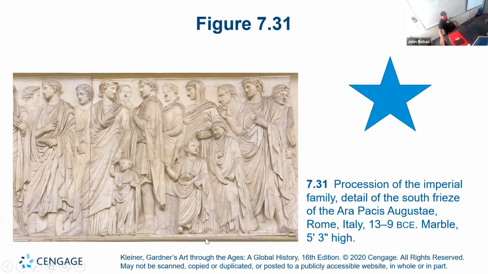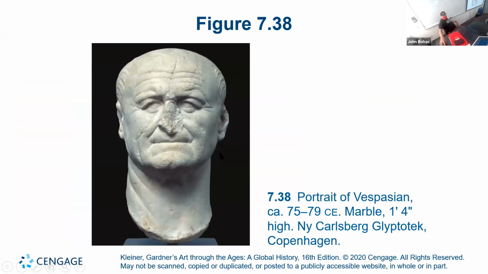And the other part of this I want to point out is that this whole idea of size as indicating importance, that's not happening here. This is all to scale. The kids are to scale, the men, the women in the procession. There's not like a central figure that dominates. Naturalism. And so Vespasian, naturalism, not ideal.